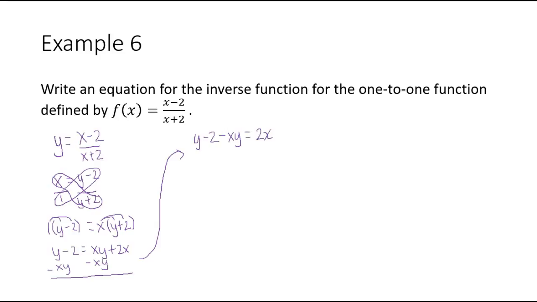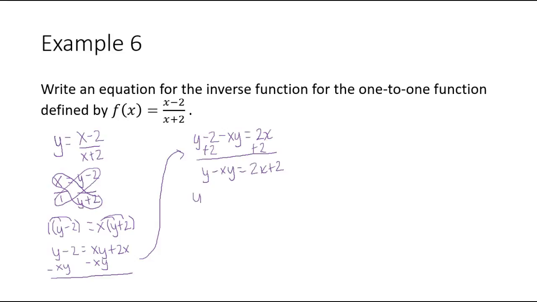Now over here I notice the 2 is the only thing that doesn't have a y attached to it. So now I'm going to add this 2 over here on this side. That's going to leave me with a y minus xy over here. On the other side, these are not like terms, so we just have 2x plus 2. All right, now I have two terms here that both have a y in them. So I'm going to employ a little trick, and I'm going to pull out the greatest common factor.